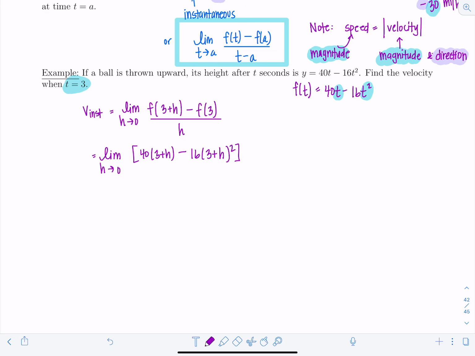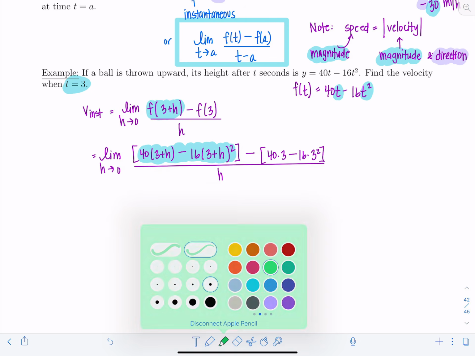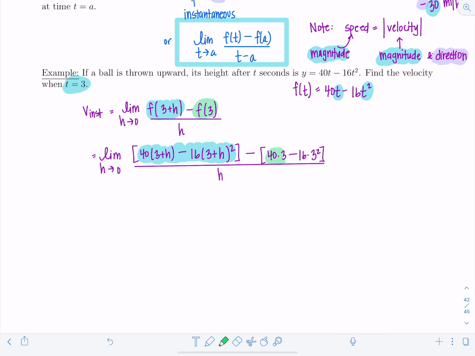That's all of f of 3 plus h minus f of 3. So f of 3 is going to be 40 times 3 minus 16 times 3 squared. And then this is all divided by h. Now, let me highlight for you what happened. So f of 3 plus h, that's right here. And then f of 3 is right here. And everything gets divided by h.